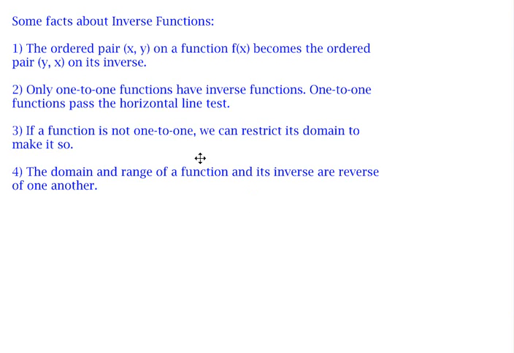Another important fact about inverse functions is that only one-to-one functions have inverse functions. One-to-one functions are functions that pass the horizontal line test. If a function is not one-to-one, we can restrict the domain of that function to make it one-to-one, as long as on that restriction of its domain all of the range values are covered.